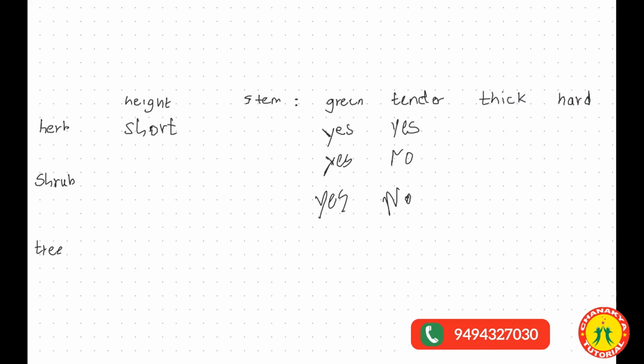Okay, Deepika, tell me, are the stems of the herbs tender? Yeah, I think so, ma'am. Think so. Okay, what about you, Sritesh? Ma'am, yes. Okay. And what about the shrubs? Are they tender?